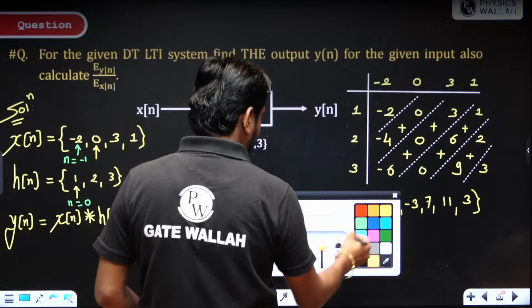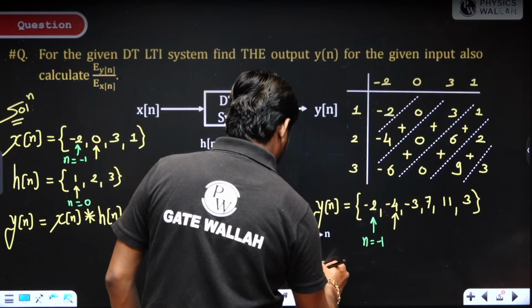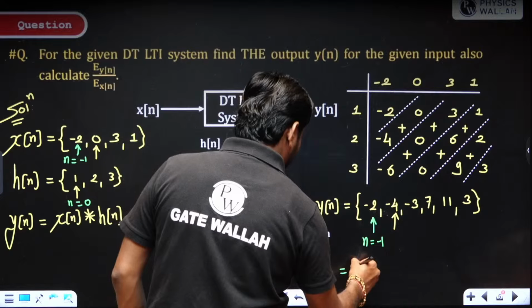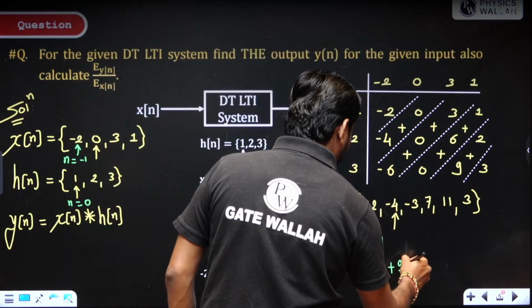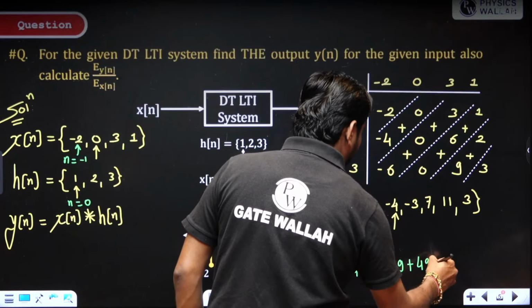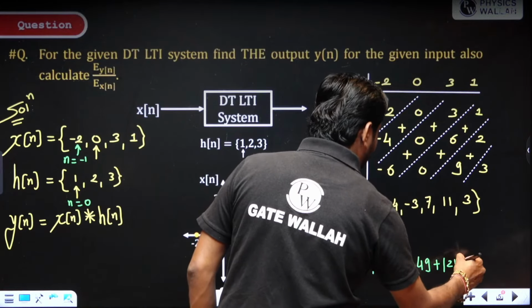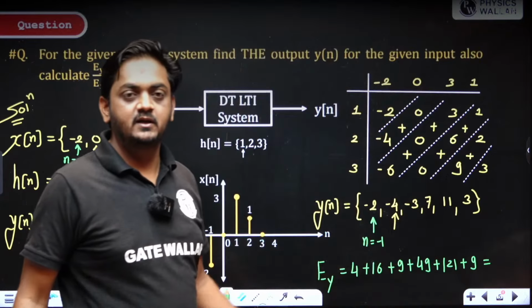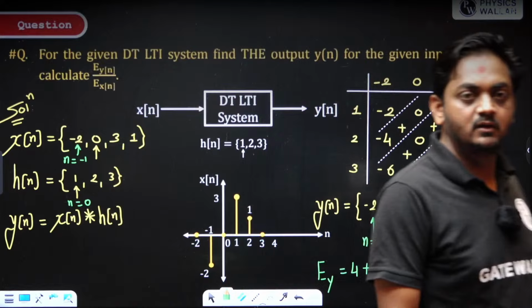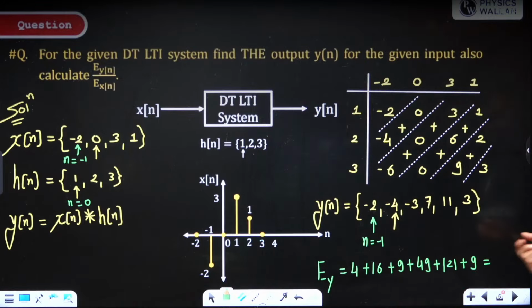Now we can find the energy of the output signal: square and summation. This is 4, this is 16, this is 9, and this is 49 plus 121 plus 9. So tell me the energy of the output signal. Just calculate this and tell me. How much are you getting?